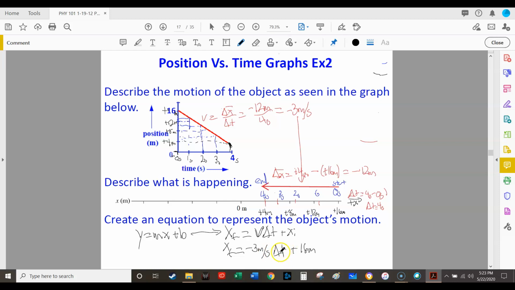Let's find out where it is at the 2 second mark. So negative 3 meters times 2 seconds plus 16 meters is going to be, so that's negative 3 times 2, so that's negative 6 plus 16. So that means at that point in time, at the 2 second mark, it should be at a position of 10 meters, which is about what we were thinking. At the 2 second mark, it was somewhere in between the positive 8 meter position and positive 12 meter position.